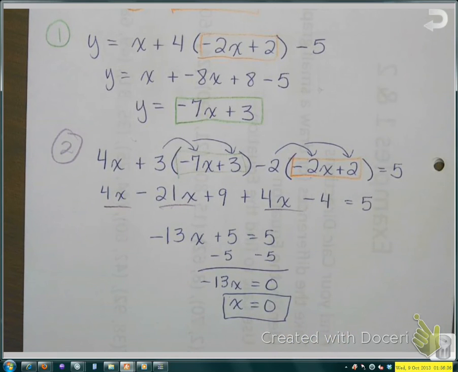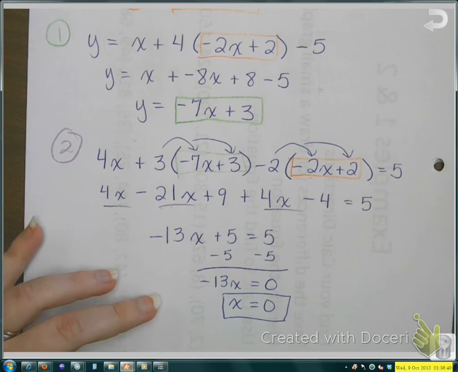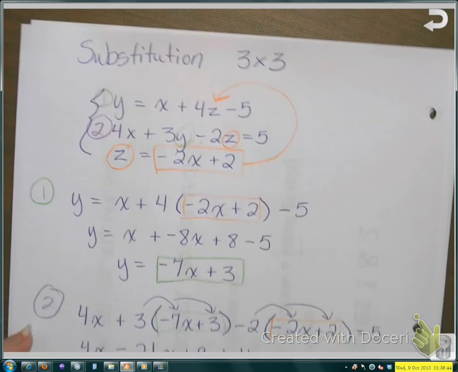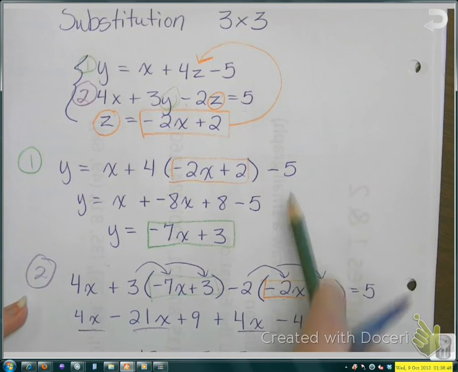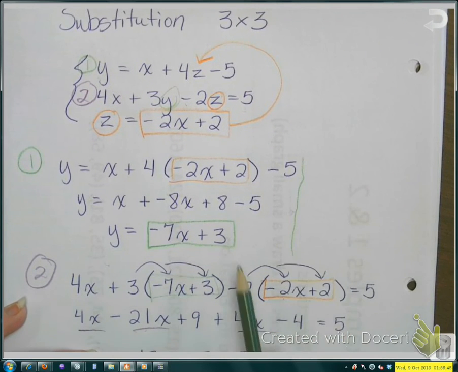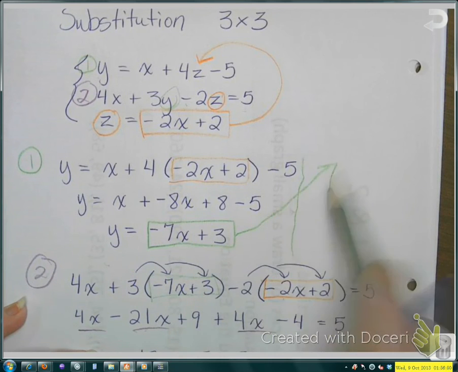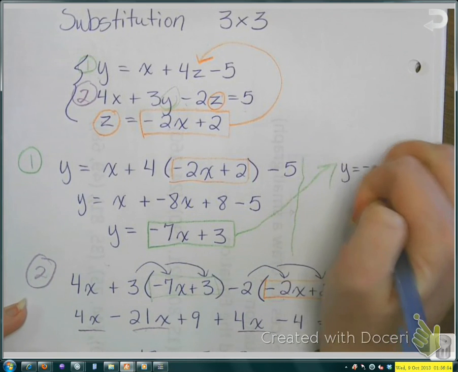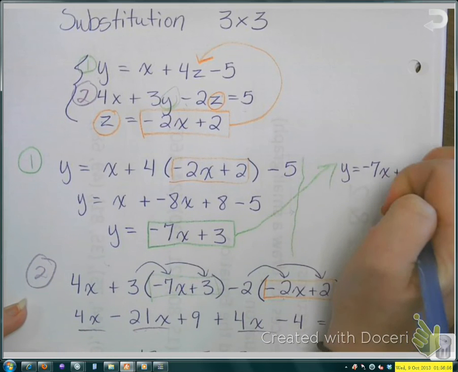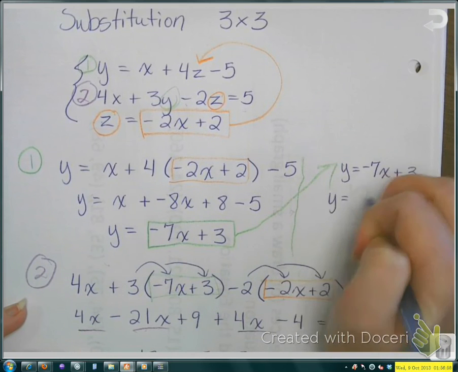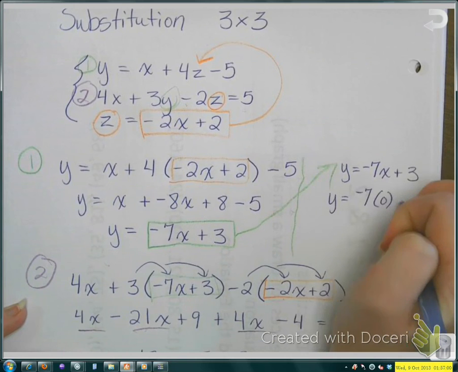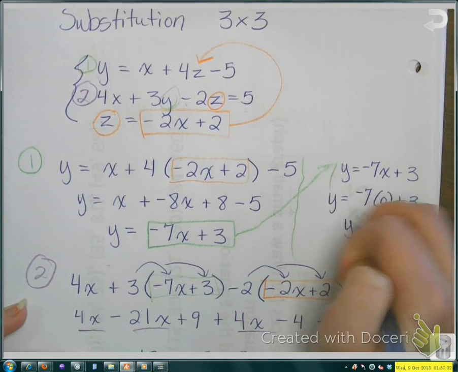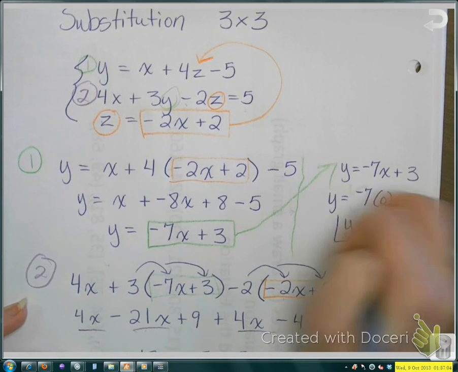That is the first part of my answer. I now need to go find y and z. So let's go back up to our original equations. Right here, we have an equation where we can just plug in x and find the y value. So let's find our y value. That's negative 7 times 0 plus 3. So y is equal to 3.